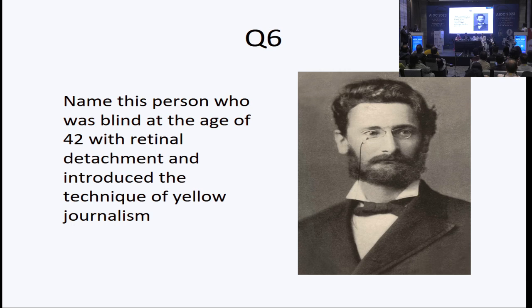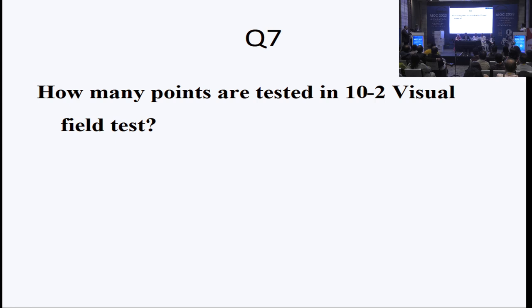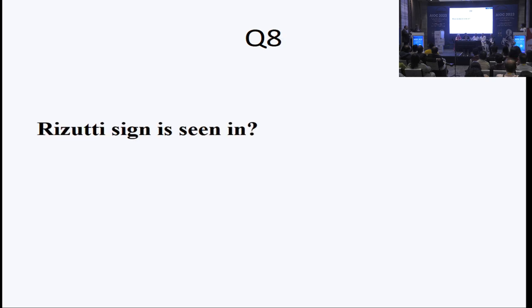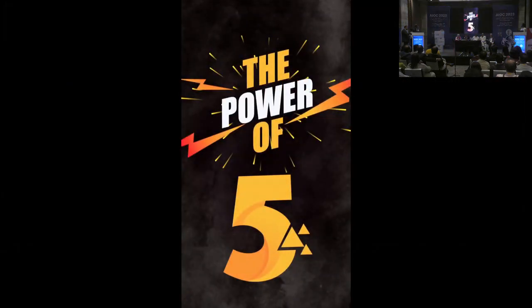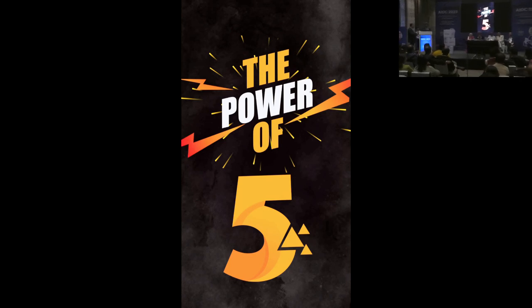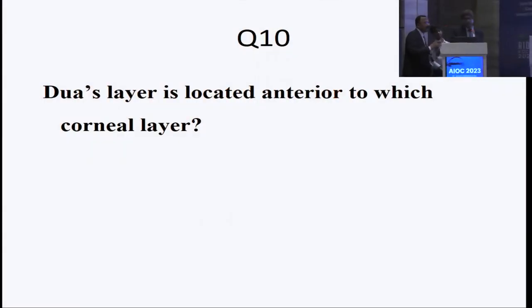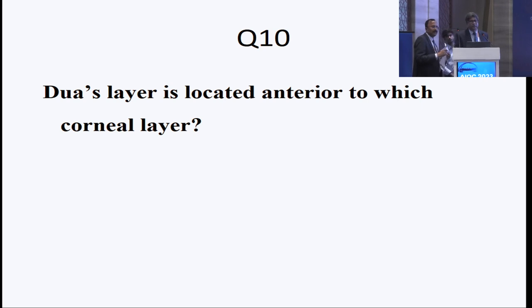Name this person who was blind at the age of 42 with retinal detachment and popularized the term yellow journalism. Pass. He has a prize in his name. How many points are tested in the 10-2 visual field? 68. Rizzuti's sign is seen in? Keratoconus. AI and nanotech is with Elenza, what is that? Elenza Sapphire. Your time is up. So, Duane's layer is located anterior to which corneal layer?